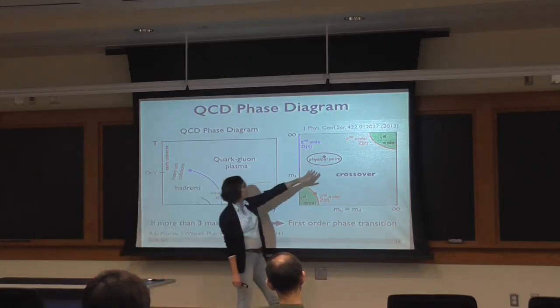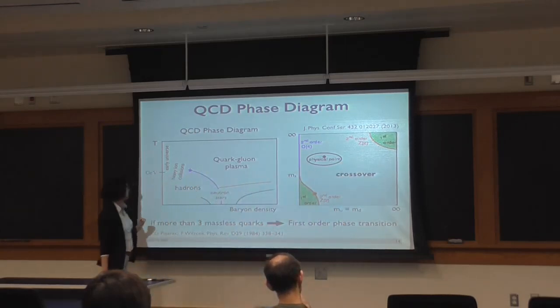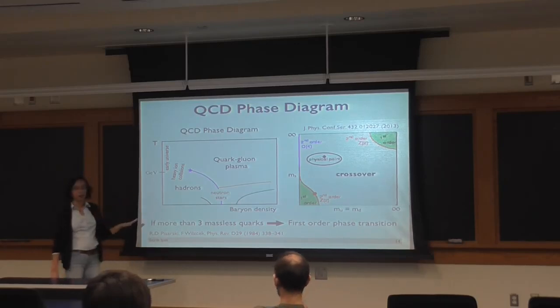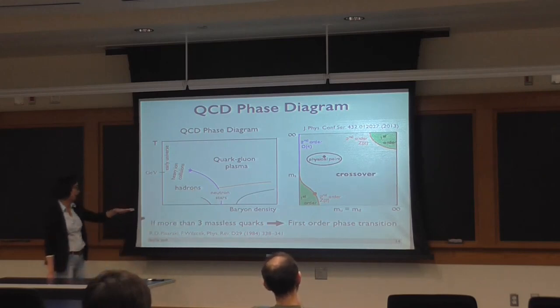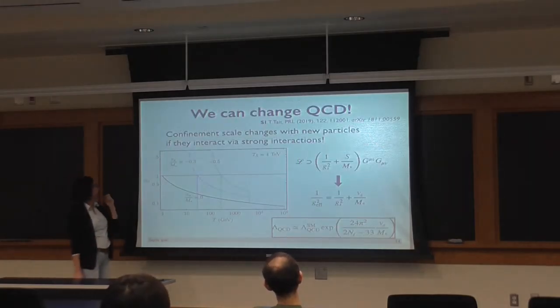Similar is true for very heavy quarks. If you have very, very heavy quarks, you also expect a first order phase transition when changing from a quark-gluon plasma to the hadronic phase. This would have been very exciting, but again, in the standard model, you don't expect this. But how about going beyond the standard model?